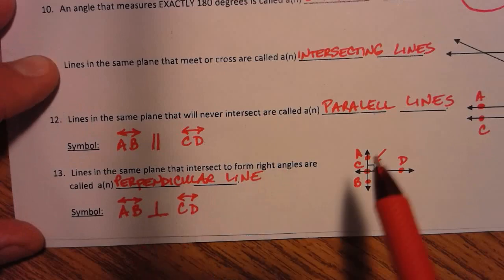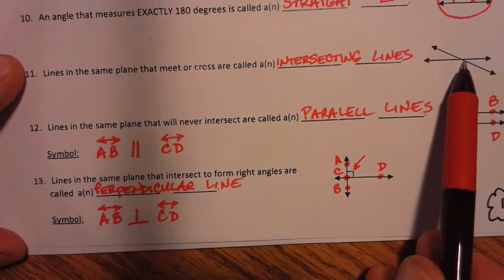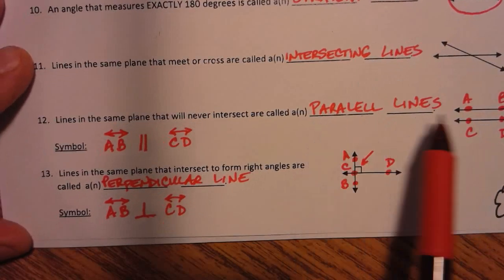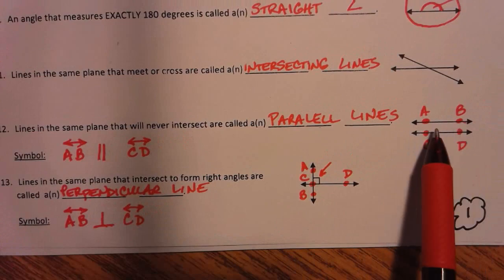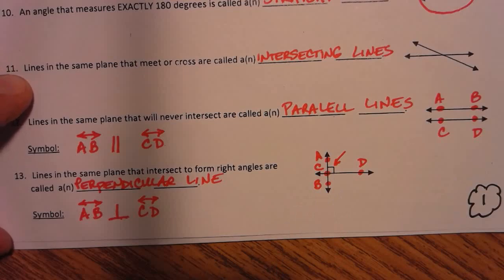So that's important. So we have intersecting lines, that's just two lines that crisscross like a pair of scissors. We have parallel lines in the same plane that will never intersect. And then we have lines that do intersect at right angles. Those are called perpendicular. All right, stay tuned.